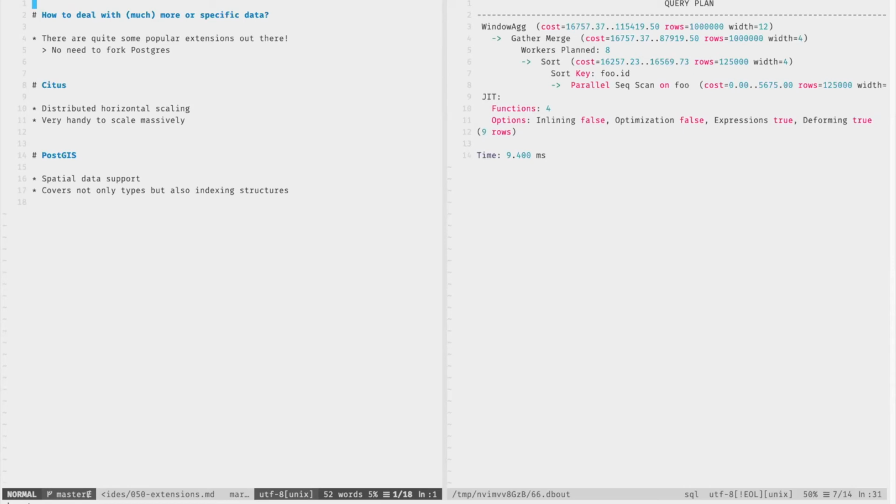One of these extensions is Citus. Citus provides you a horizontal scaling capability, and this is the choice if you have massive amounts of data you want to conquer with Postgres.